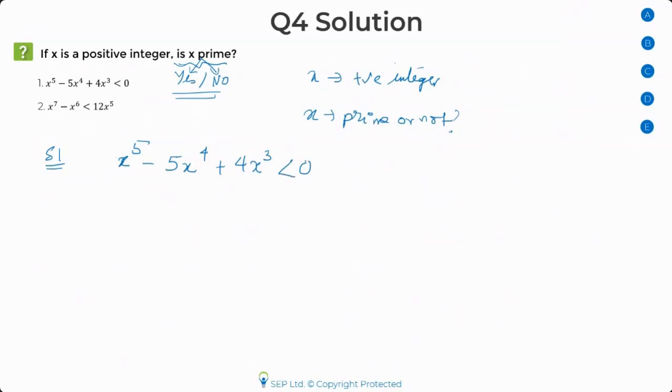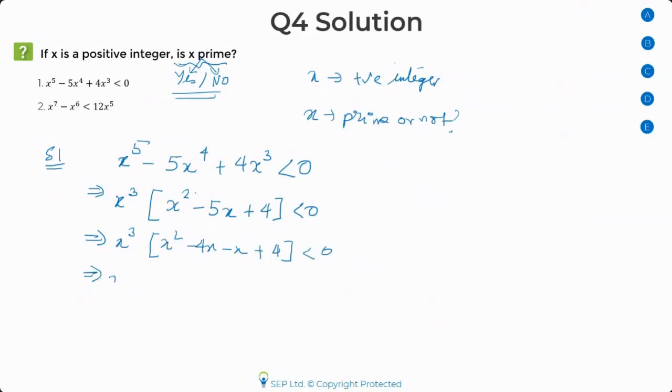Now, this might look very difficult, but if you notice, you can take x cubed common out of this. You'll get x squared minus 5x plus 4 is less than 0. X cubed, we can keep it like this. And notice x squared minus 5x plus 4, this is a quadratic equation which can be broken down like this. Again, I'm doing it for everybody. Ideally, if you are comfortable with quadratic equations, you should be able to do this step in one go, or two steps instead of three, the way I'm writing it down. Not more than two steps. So finally, notice what I'm getting here is x cubed, x minus 1, x minus 4 is less than 0.